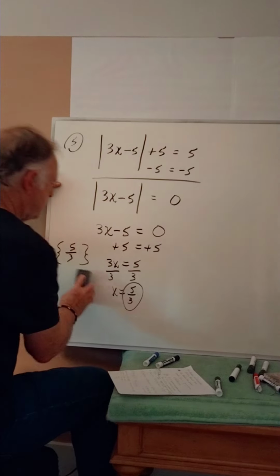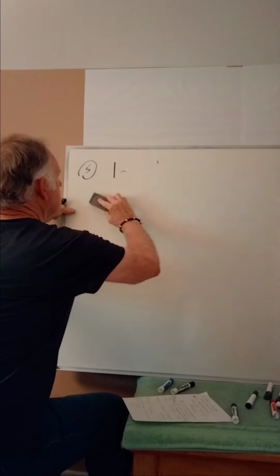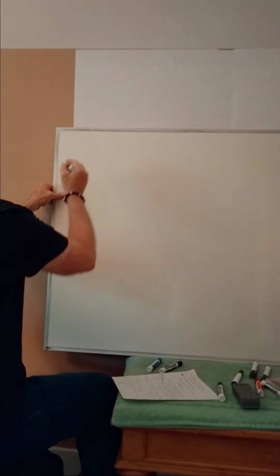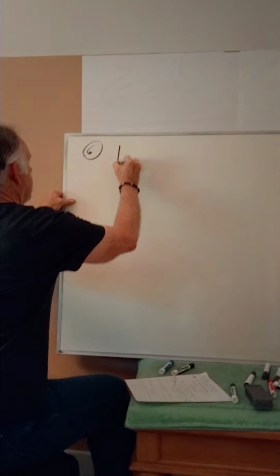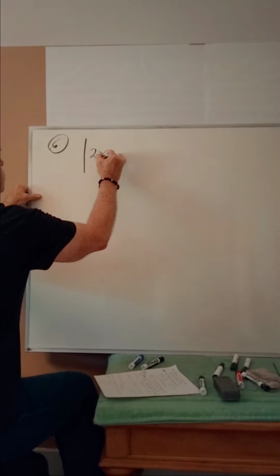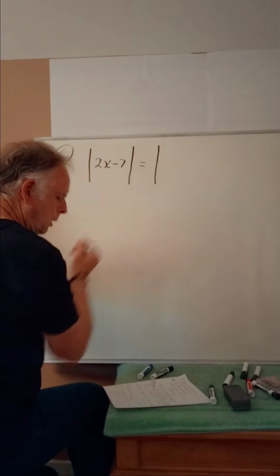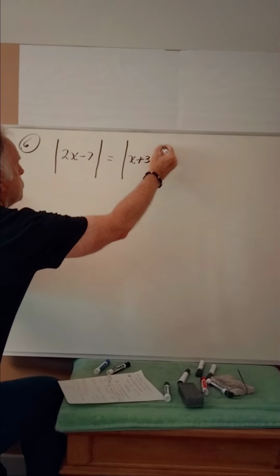All right, now 6, 7, and 8, all three of them are going to be alike. It's one little extension to these absolute value equations, and you'll see what I'm talking about when you see it. The absolute value of 2x minus 7 is equal to the absolute value of x plus 3.